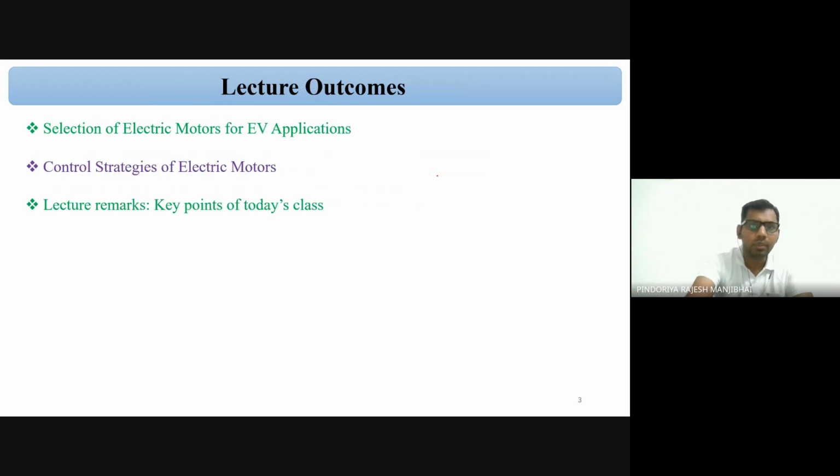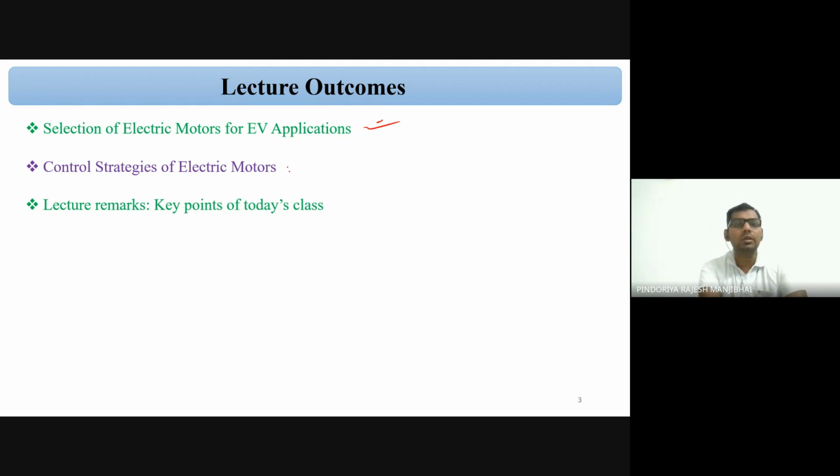Okay. So for the last topic of the second unit, two topics remain, which we are going to discuss today. The first one is the selection of electric motors for EV applications, correct? How can we select electric motors? Maybe the PMSM, maybe the BLDC, maybe the induction, maybe the SRM motor. Which type of motor we have to select for our particular application, correct? Maybe the two-wheeler, maybe the three-wheeler, maybe the big vehicle.